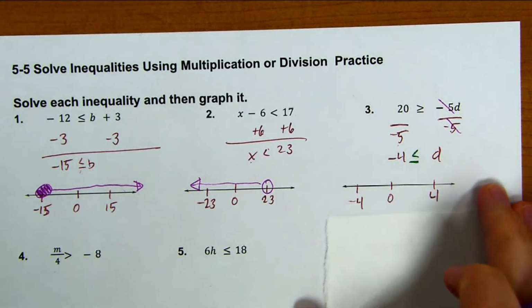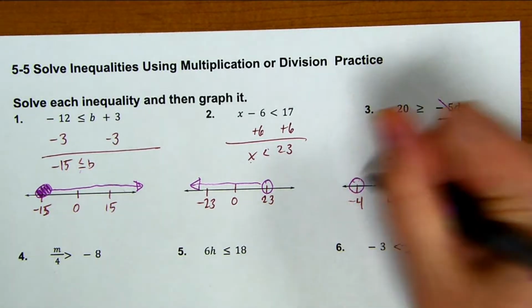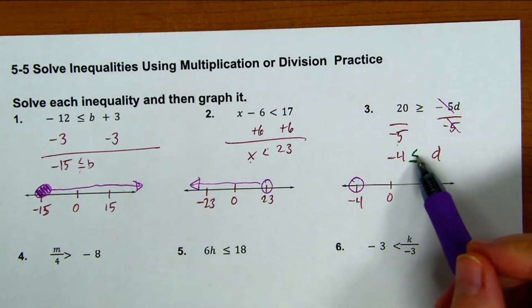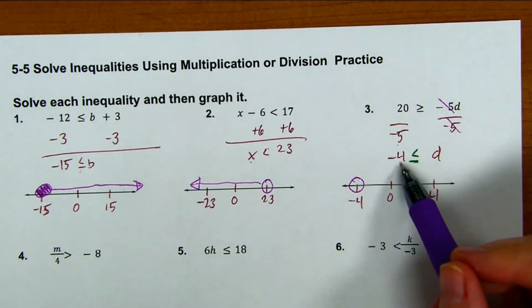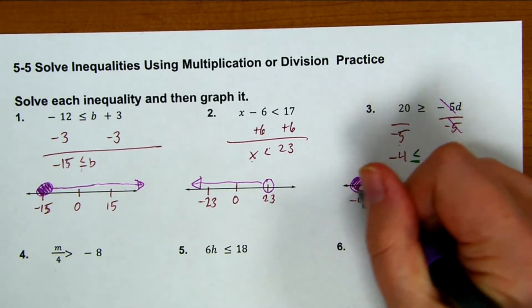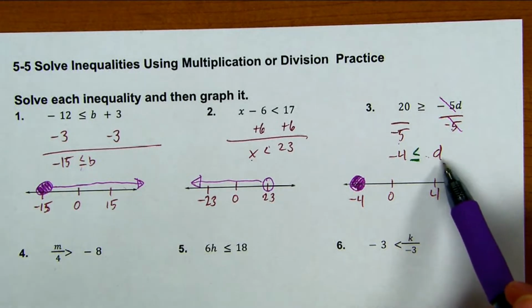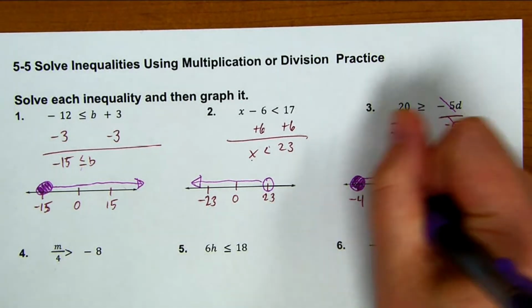When it's time to graph, we'll put a circle at negative 4. Since d is greater than or equal to negative 4, d could equal this number, so we will want to shade this in. And since this opens up towards the variable, d could be numbers larger than negative 4, so we would draw our arrow going off to the right side.